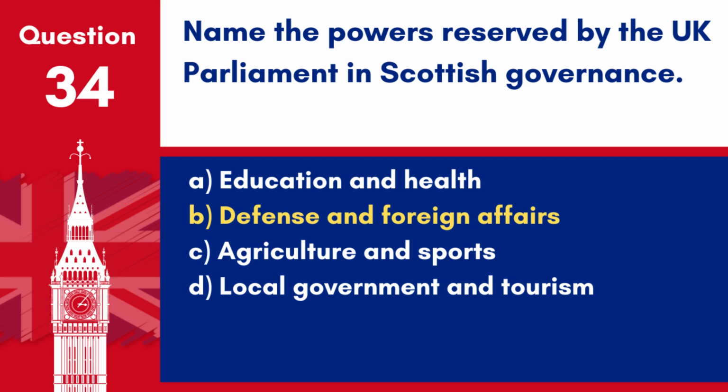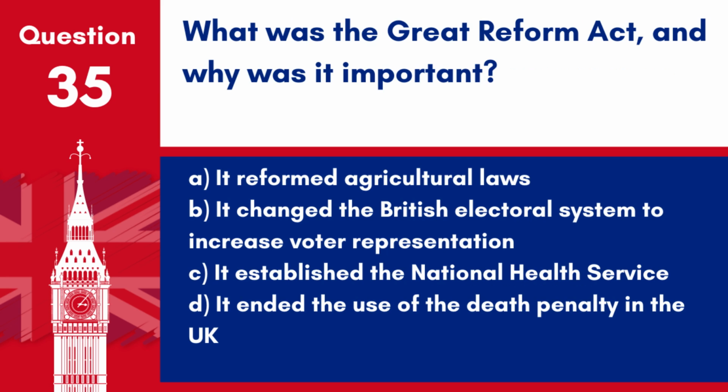Answer: B. Defence and foreign affairs. In Scottish governance, the UK Parliament reserves powers related to defence and foreign affairs. Question 35. What was the Great Reform Act and why was it important? A. It reformed agricultural laws. B. It changed the British electoral system to increase voter representation. C. It established the National Health Service. D. It ended the use of the death penalty in the UK.